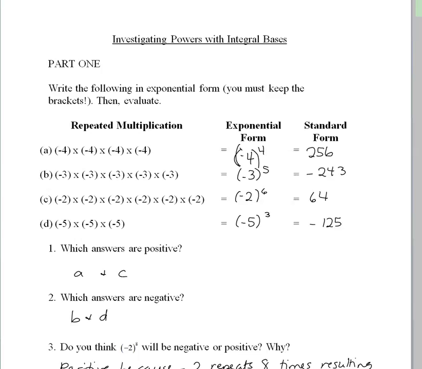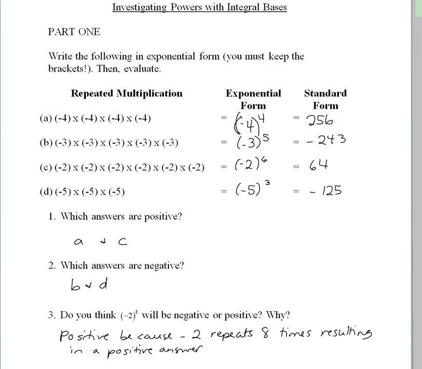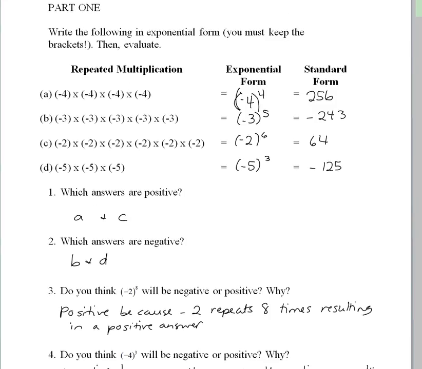Then it asks you to predict. What do you think about -2 in brackets to the 8? Well, if you wrote that out as a repeated multiplication, you're going to do -2 times -2 times -2 repeated 8 times. When you multiply a negative 8 times, you're going to end up with a positive answer, because every 2 negatives equals a positive. So repeating -2 8 times will result in a positive answer.